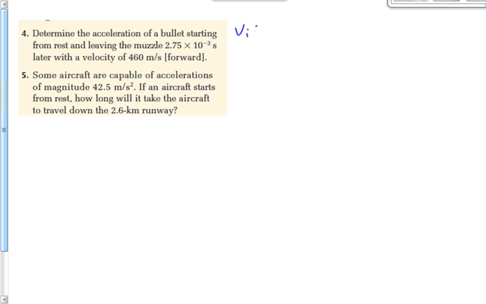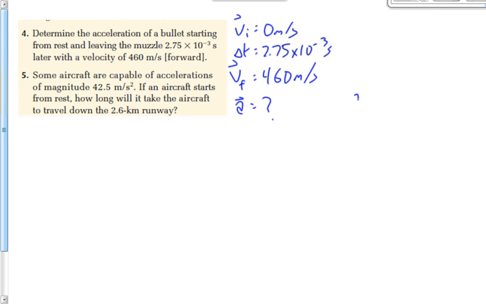Vi is 0 meters per second. Hey, we have a time interval here of 2.75 times 10 to the negative 3 seconds. And we've got something that is 460 meters per second. Odds are, if we've got Vi already, then this is going to be what? It's velocity, right? Vf. Now, everything's forward, so we'll just define forward as positive. What are we looking for here? A, acceleration. So we're going to say a is equal to delta v over delta t.